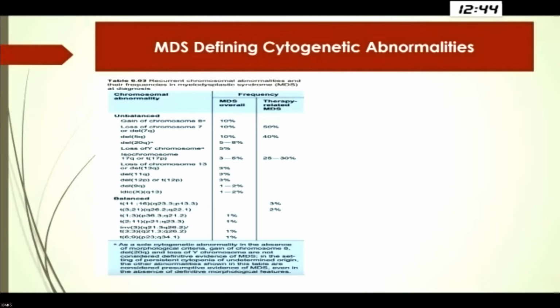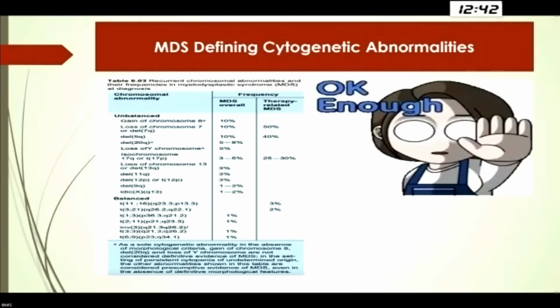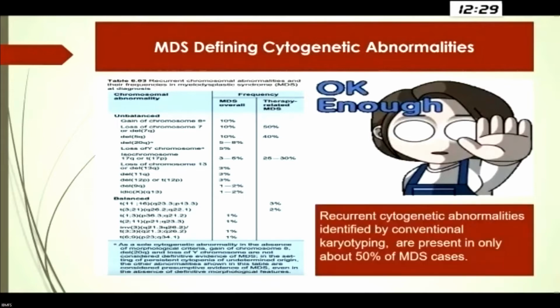So does that mean that now it is time to say, okay, enough and goodbye to morphology, and we can only rely on cytogenetics to diagnose MDS in a patient with persistent cytopenias? Well, the answer is no, because these recurrent cytogenetic abnormalities identified by conventional karyotyping are present only in around 50% of the MDS cases. So by using cytogenetics, you would miss the diagnosis in a large number of MDS cases.